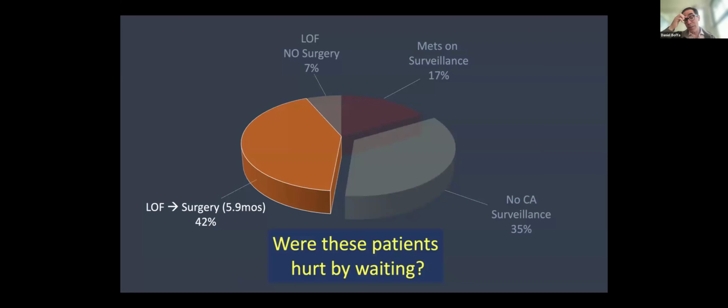So the first thing is, if these people waited 6 months, was there any downside to waiting? Because why not just do this for everybody if there's no downside to waiting, even if it's a very small percentage of patients that can avoid surgery, why not? And so the concern is that if you wait longer, people can develop metastases that they otherwise would not have.